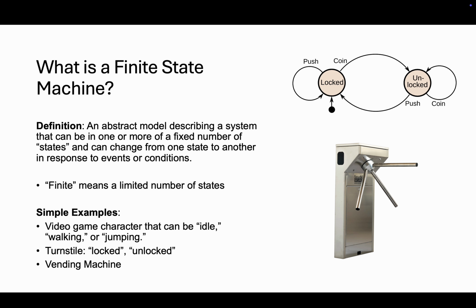Then if it's unlocked and a user puts a coin in, nothing should happen also. I guess we just get free money, so the transition goes back still to the unlocked state. Then the unlocked state needs to return to the locked state, so if the user pushes the turnstile, then that push action should also return the system to a state of being locked.